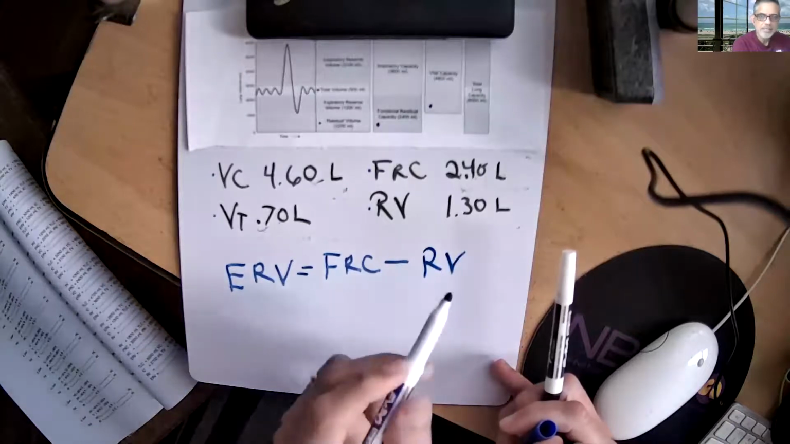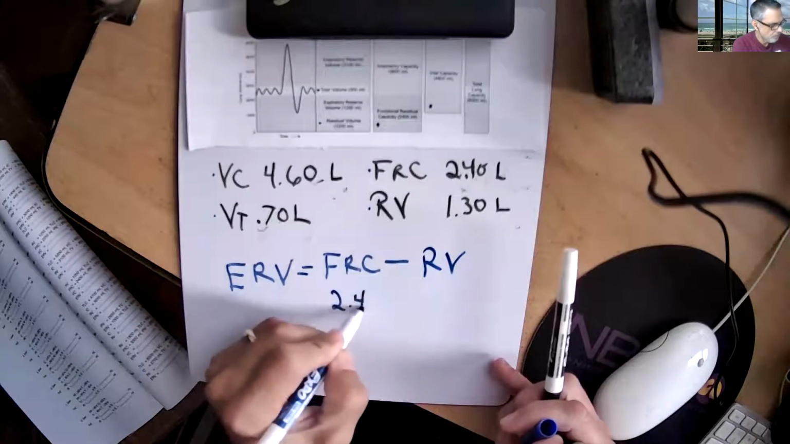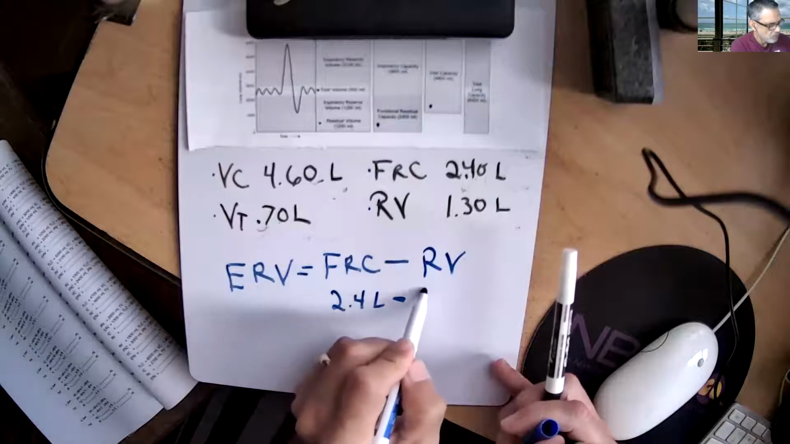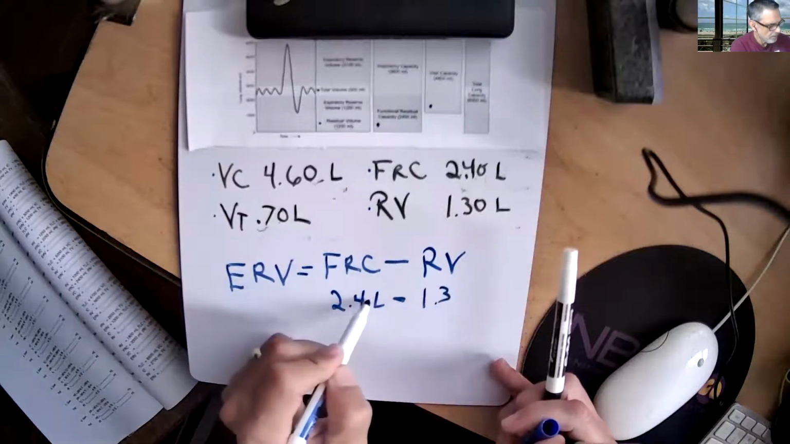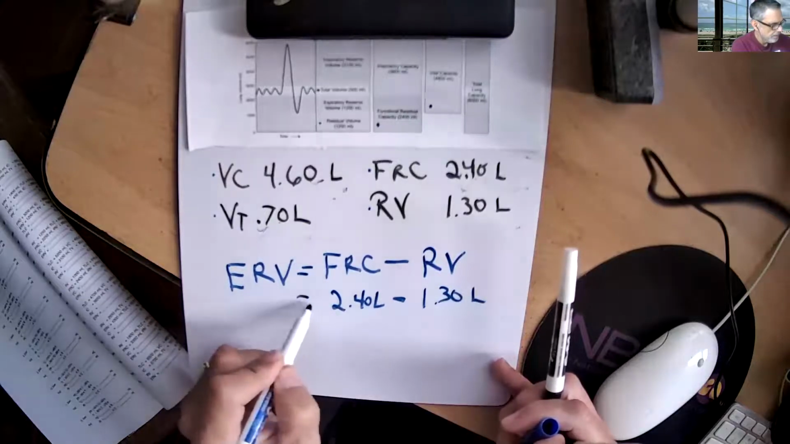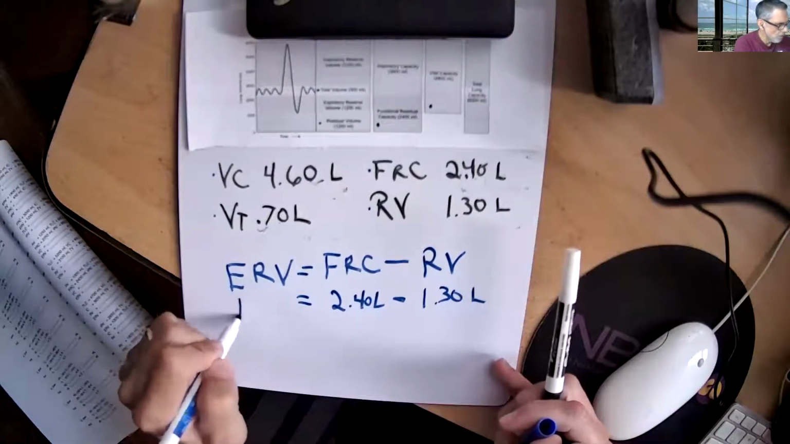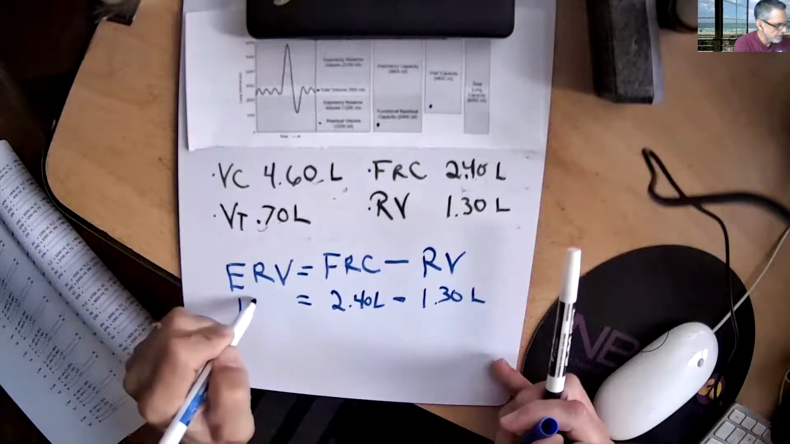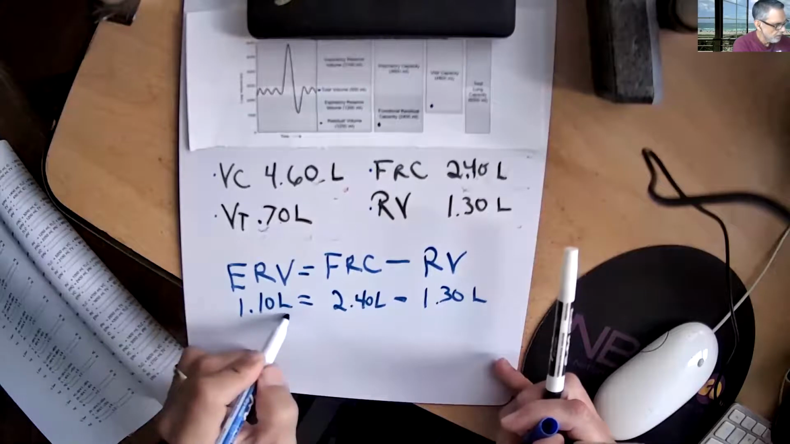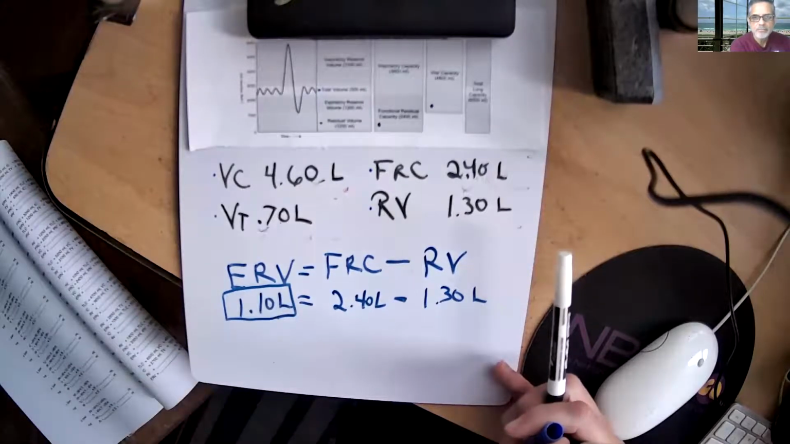So now I can plug in the numbers. I have FRC, which is 2.4 liters, minus RV, which is 1.3 liters, and 2.4 minus 1.3 gives me 1.1 liters. And so I have just figured out what my ERV is, okay?